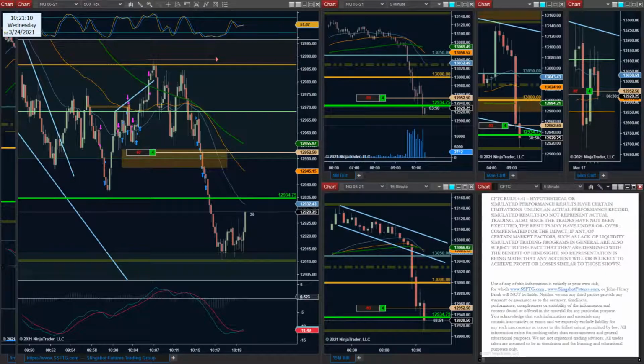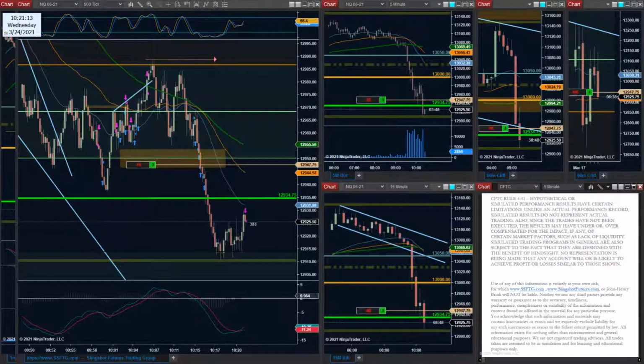Nice jump to the upside. Big rip to the upside. So I'm going to use this to mitigate a little bit of the risk and reduce just a bit.